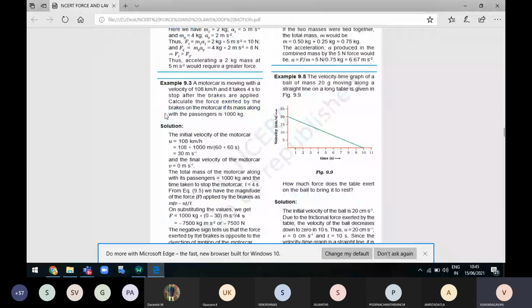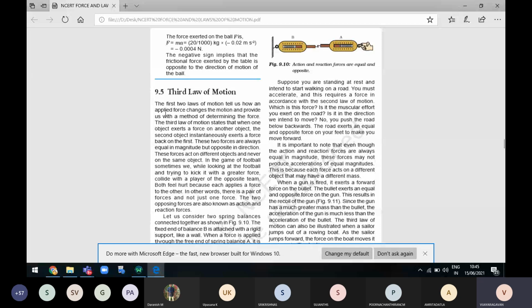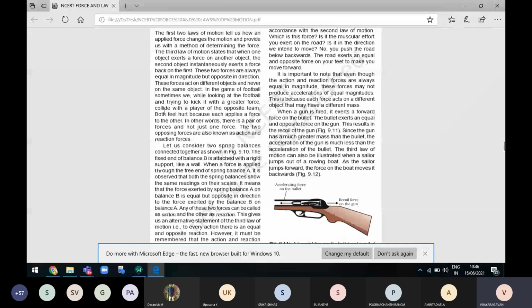See, the third law of motion is there. So here, we can do several examples. We'll see the figure there. There is a gun, a pistol and a bullet. When a bullet is coming out of the gun, the gun will experience a back force. It is an example of Newton's third law of motion. For every action, there is a reaction, but the reaction will be in the opposite direction, and the forces are equal.